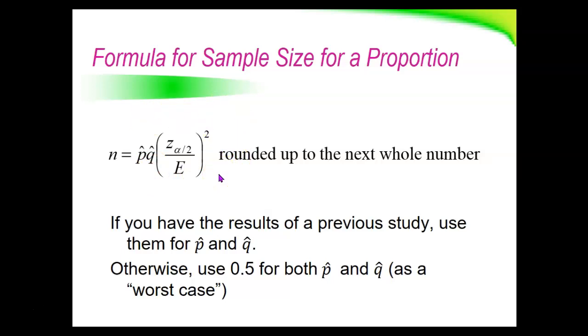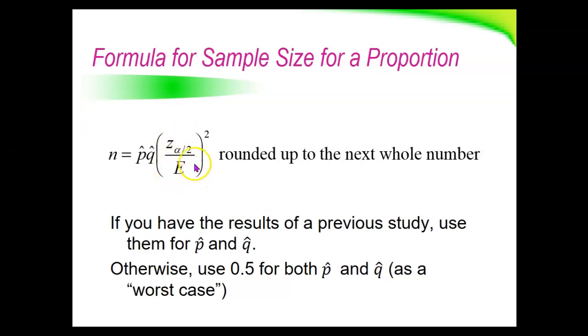Otherwise, if you have no idea what the proportions are going in, then put 0.5 for p hat, and then q hat would be 1 minus 0.5, which would also be 0.5. So that kind of gives you a worst case scenario. That gives you a sample size that is bigger than it would be for any other numbers you could put in for p hat or q hat. So it might be bigger than it has to be, but at least you know it's big enough.